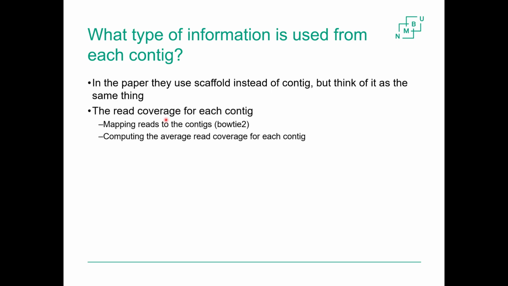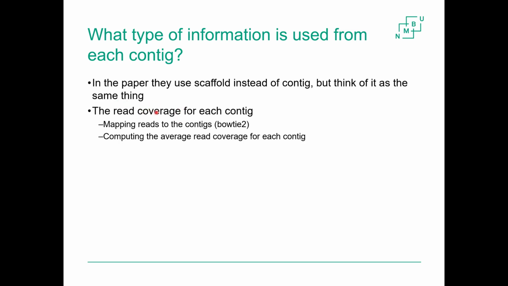The first piece of information is the read coverage. And this is reasonable, right? Because we know that there are possibly many genomes in this metagenome. But all the contigs that come from the same genome should have the same coverage, simply because they come from the same genome, right? You can't have different coverages in the same genome. So it's not unreasonable that we try to use this piece of information.